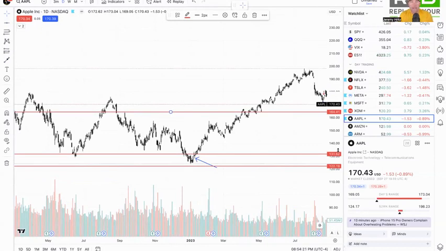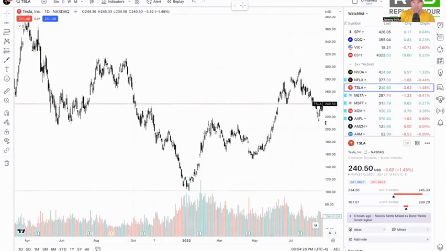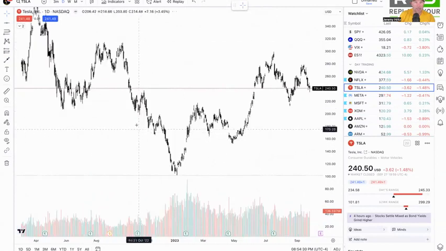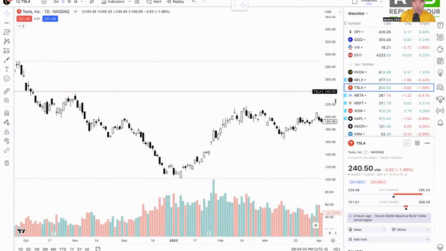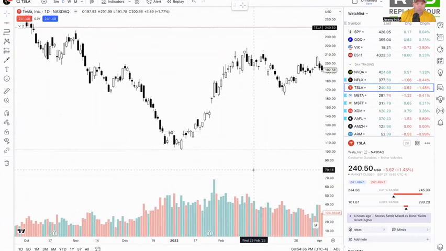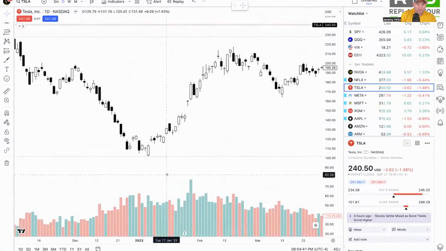All right. So there's Apple. And let's look at one more chart just to see if we can find something else. Let's go look at Tesla. So Tesla, here's a daily. Here's this big, massive pullback that we had in the fall. Let's see if we can find any hammers here. Here we go. Here's one right here.